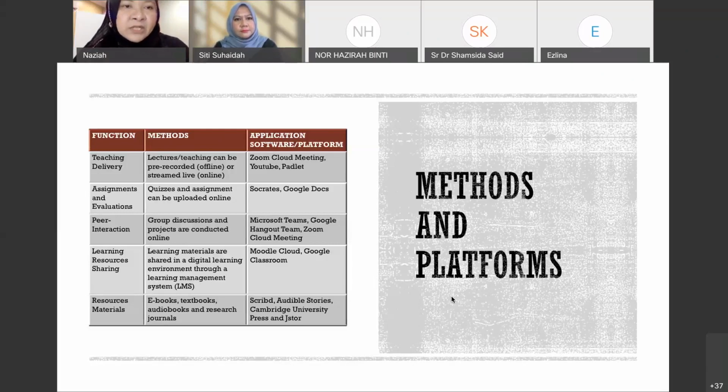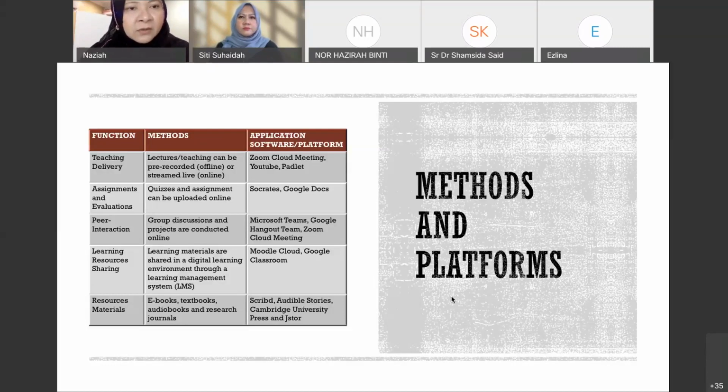Assignment and evaluations: during the assignment and evaluations, most of us will do quizzes and assignments, which can be uploaded online via our e-learning platforms or another platform or software, such as Socrative or Google Docs. During peer interactions in groups, the discussions during the project are conducted online, also using Microsoft Teams, Google Hangouts, or Zoom Cloud Meeting.